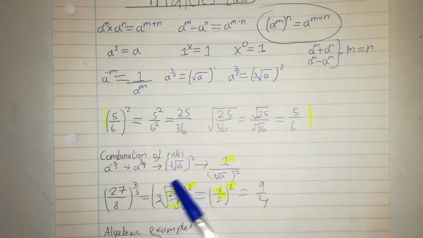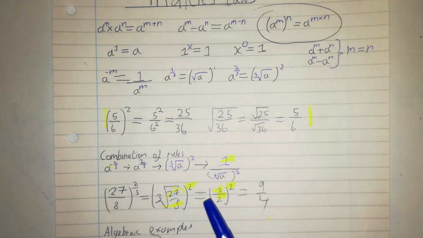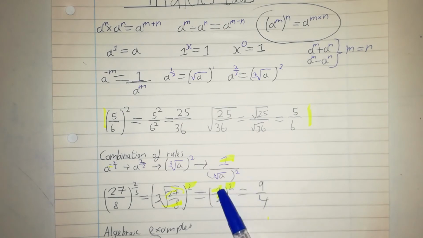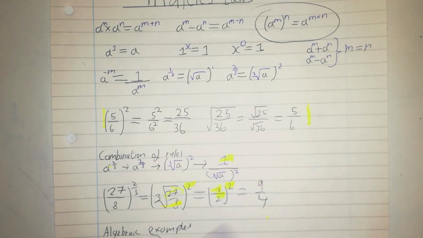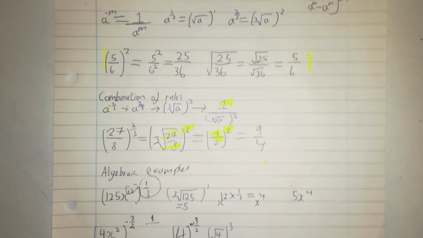It's the cube root of 27 over 8, which is the same as the cube root of 27 over the cube root of 8, which is just 3 over 2. Then it's squared, same as 3 squared over 2 squared, which is 9 over 4. We can do 2 algebraic examples.